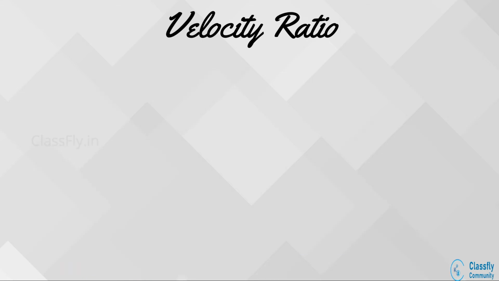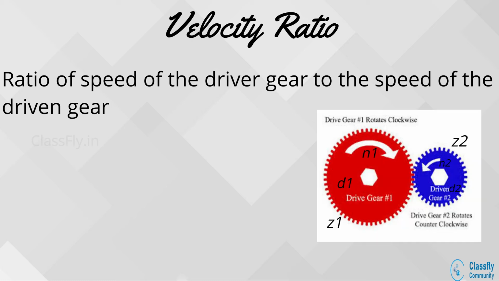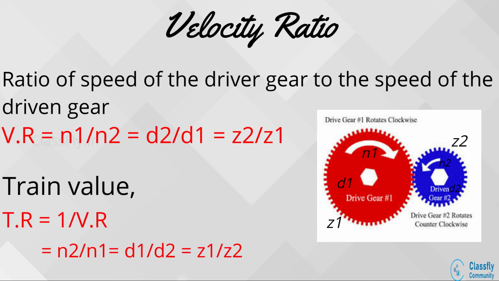Next, the velocity ratio. Well, the velocity ratio is defined as the ratio of the speed of the driver gear to that of the speed of the driven gear. Hence, the formula for velocity ratio is given as N1 by N2. This can also be written as D2 by D1, that is the pitch diameter of the driven gear to the pitch diameter of the driver gear. Also, this can be written as Z2 by Z1, where Z2 is the number of teeth on the driven gear and Z1 is the number of teeth on the driver gear. Also, the train value is defined as the reciprocal of the velocity ratio.